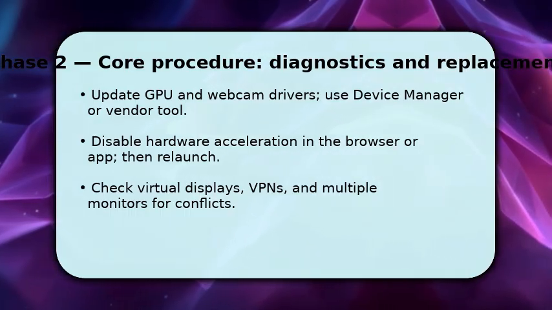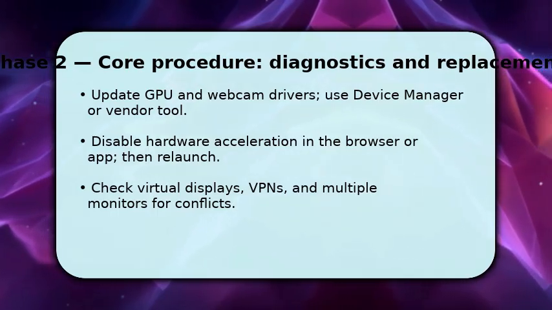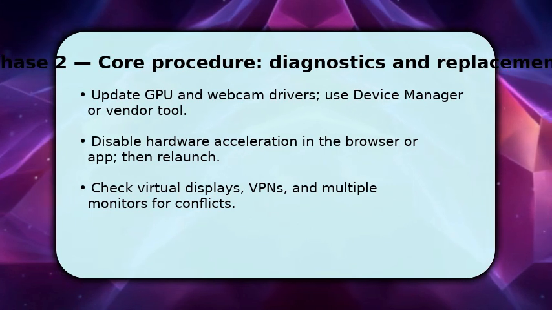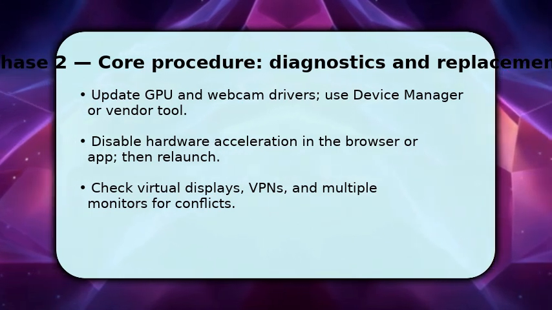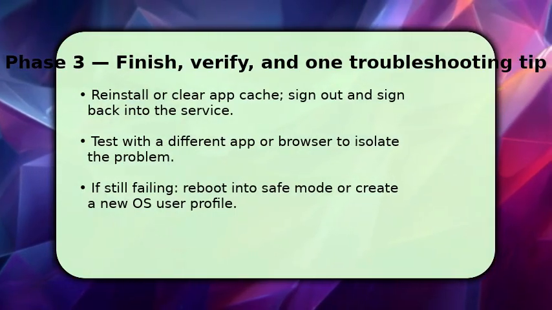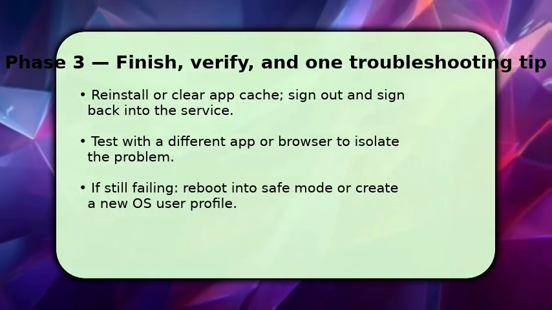Also inspect virtual displays, screen sharing policies, VPN, and multi-monitor layouts. Move the window to the primary monitor or disable virtual displays, since those configurations commonly finish by reinstalling the conferencing app or clearing its cache and sign back into your account. This resets corrupted settings that block sharing.